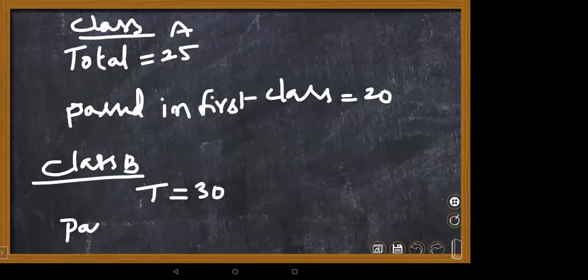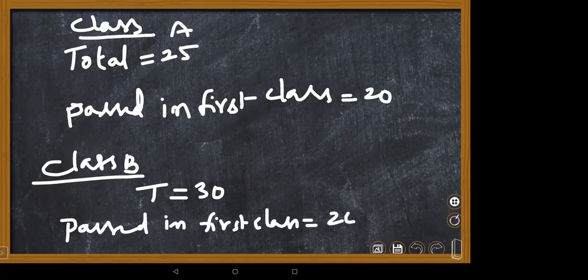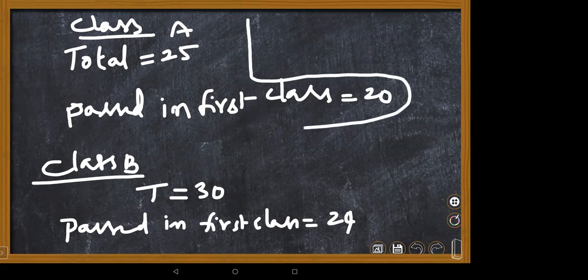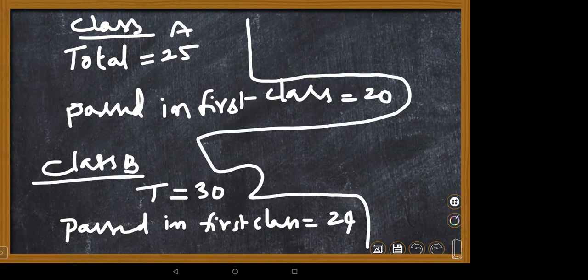Passed in first class is 24. Now the question is: in which class did the greater fraction of students get first class? Yes, exactly. I will give you time, but you need to think and answer. About class A, the total strength is 25, and passed in first class is 20.